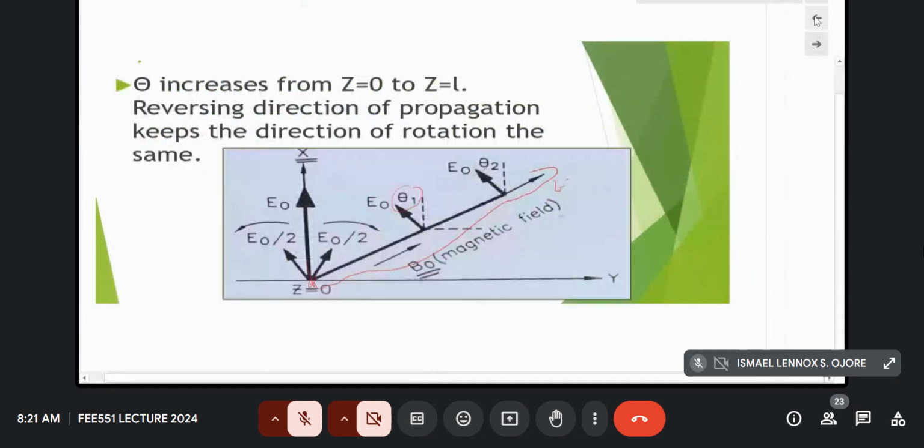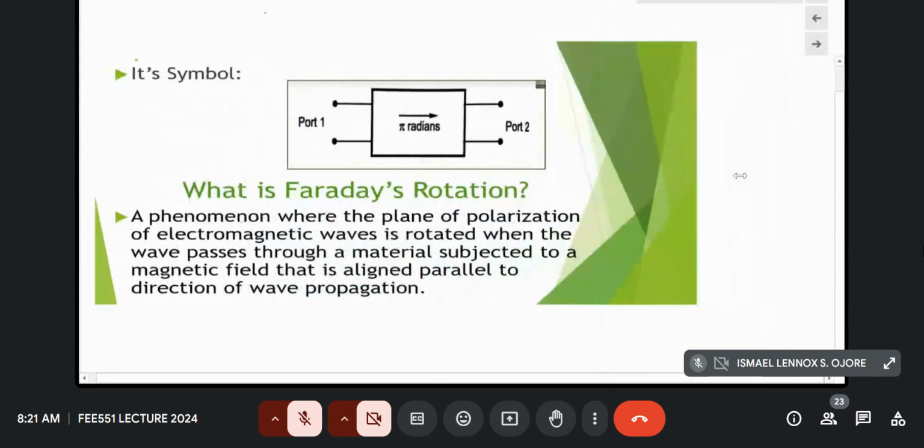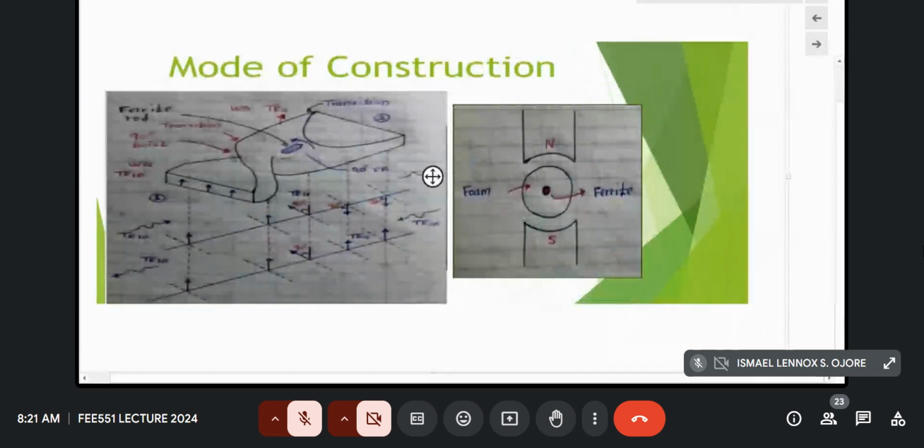You'll give it a signal at point 1, and then at point 180 degrees, we will see that in a bit. So I'll discuss its mode of construction.